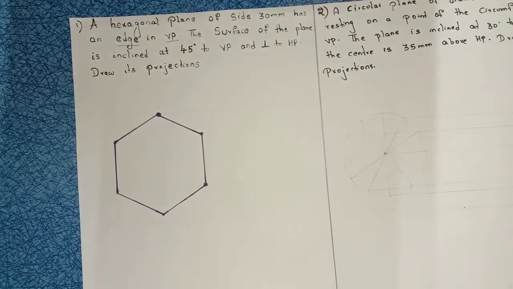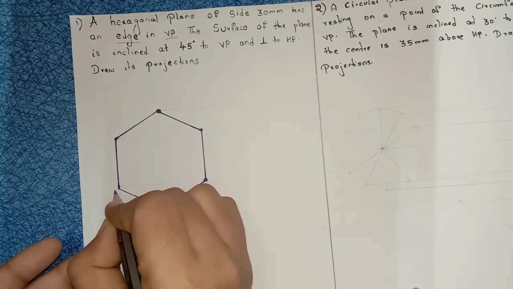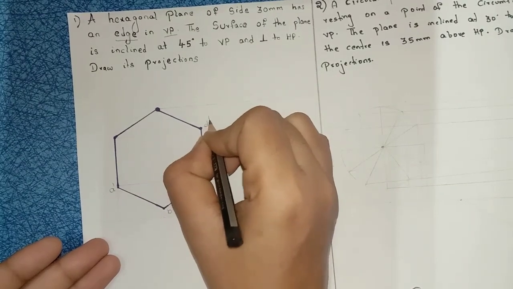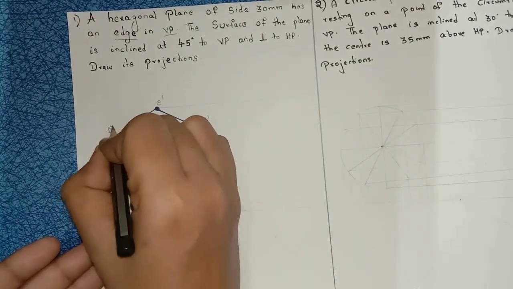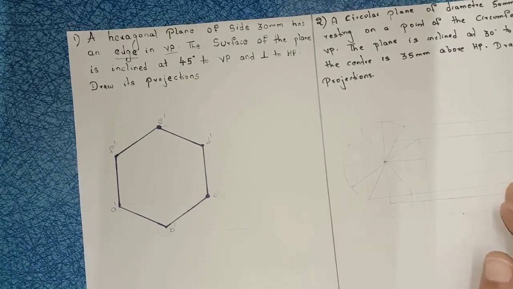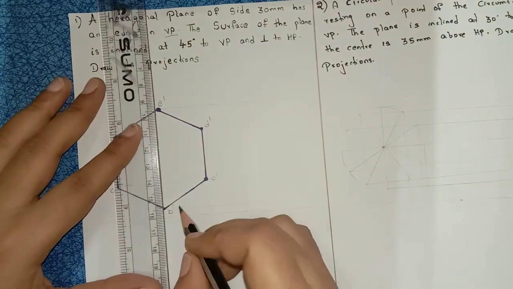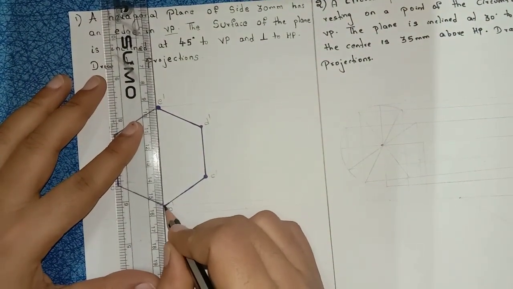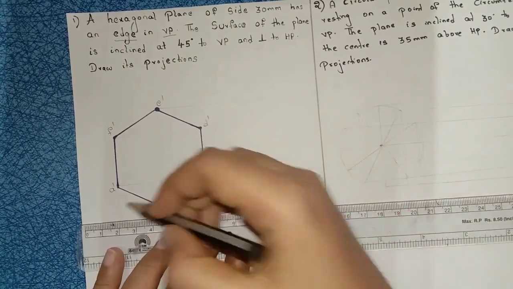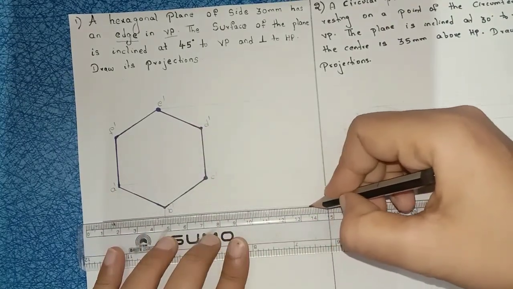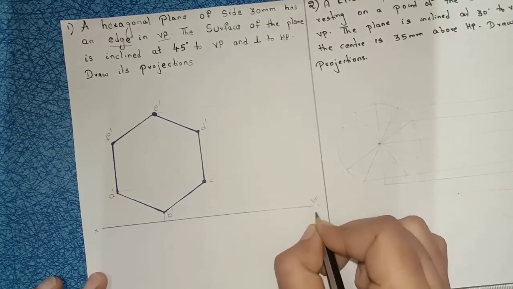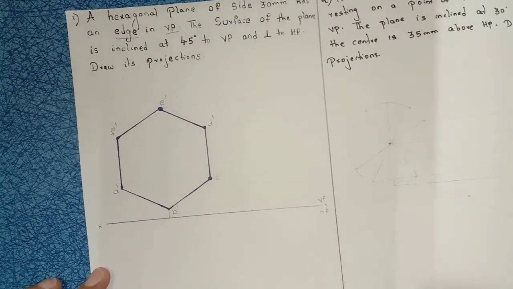right? Now I am naming this hexagon as A dash, B dash, C dash, D dash, E dash and F dash. Now in this question they didn't mention any distance. So after constructing the hexagon, from B dash leave a 5 mm gap. Now construct the reference line of any length. Name it as XY, vertical plane above and horizontal plane below, right?